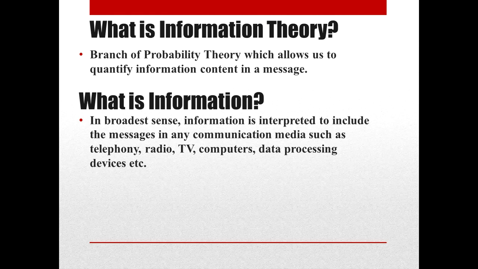What is information theory? Information theory is nothing but a branch of probability theory which allows us to quantify information in a message. Now, what is information? The dictionary meaning of information is facts provided or learned about something or someone, or what is conveyed or represented by a particular arrangement or sequence of things. But in the broader sense, information is interpreted to include messages in any communication media such as telephony, radio, TV, computers, data processing, etc. Say for example, I am communicating with somebody via WhatsApp.